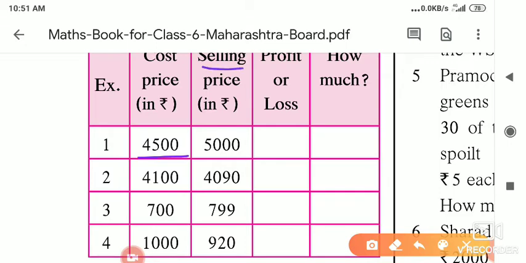And SP, meaning selling price, is equal to rupees 5,000. If you compare these two, you will notice that selling price is greater than cost price. As I told you before, if selling price is more, there is a profit.